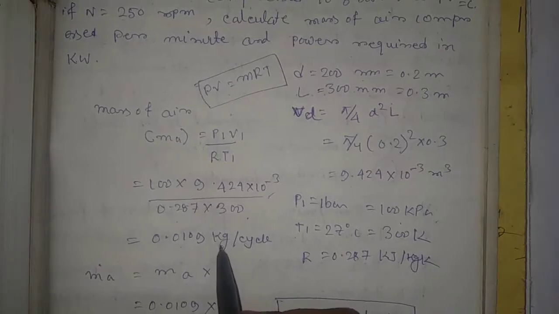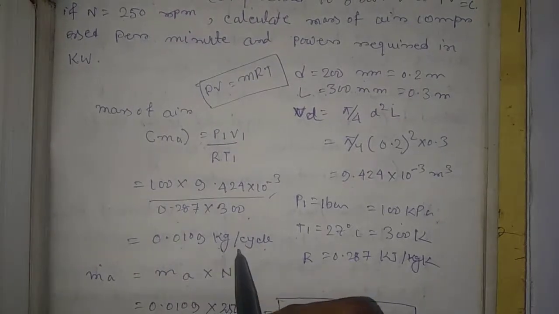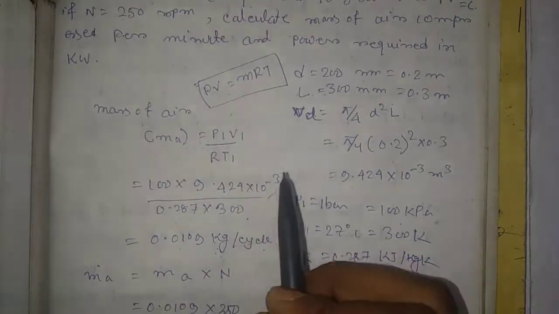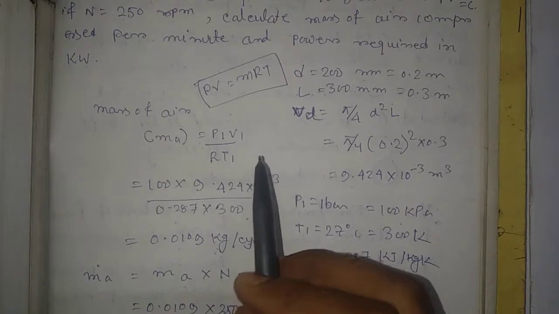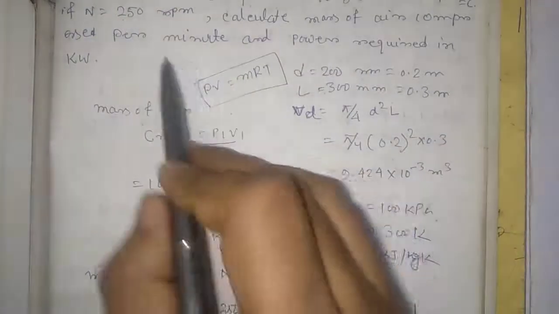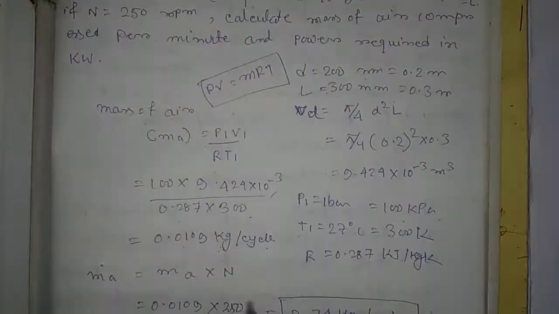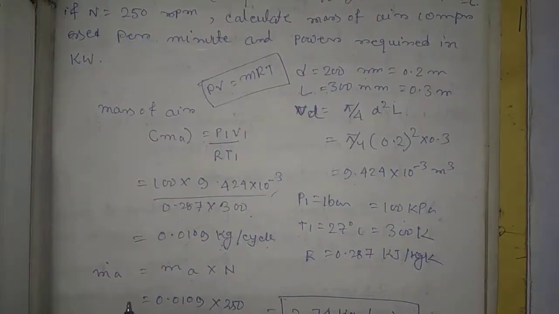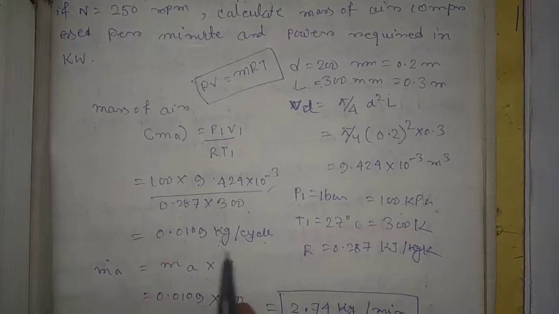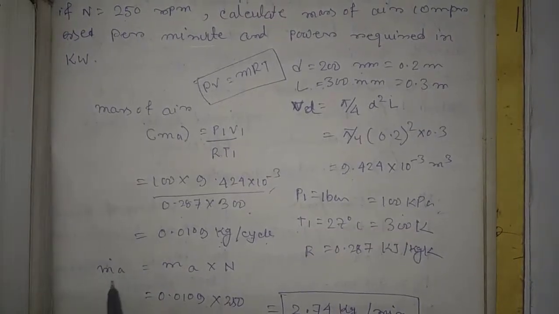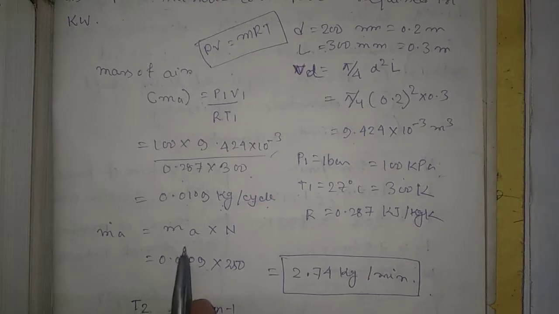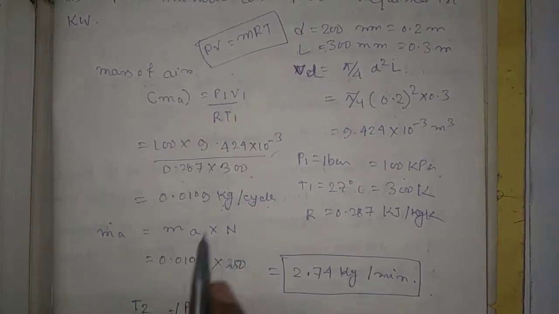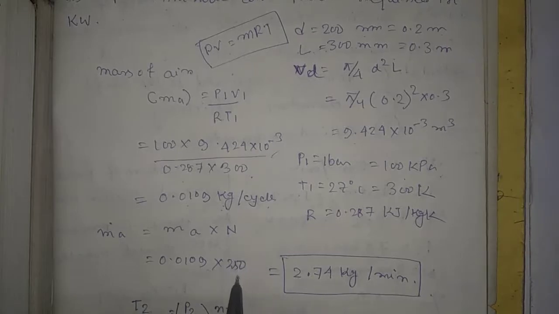kg per cycle. Now the mass of air is in kg per cycle, but in the numerical you have to calculate the mass of air compressed per minute. So underline the per minute; this is per cycle. When you calculate the mass of air per minute, you know the speed N, so the mass of air compressed per minute will be the mass of air per cycle into the number of revolutions N, which is given as 250.